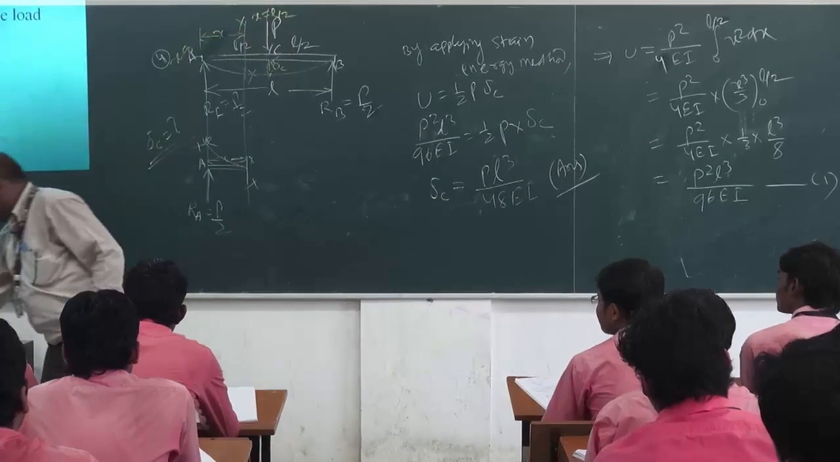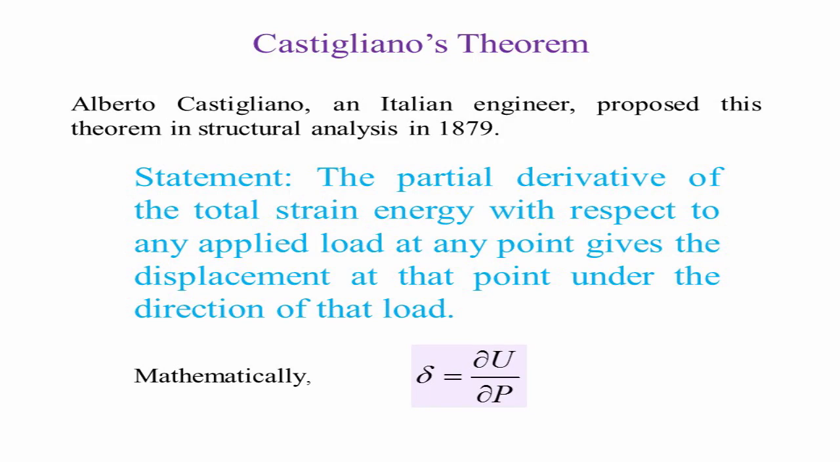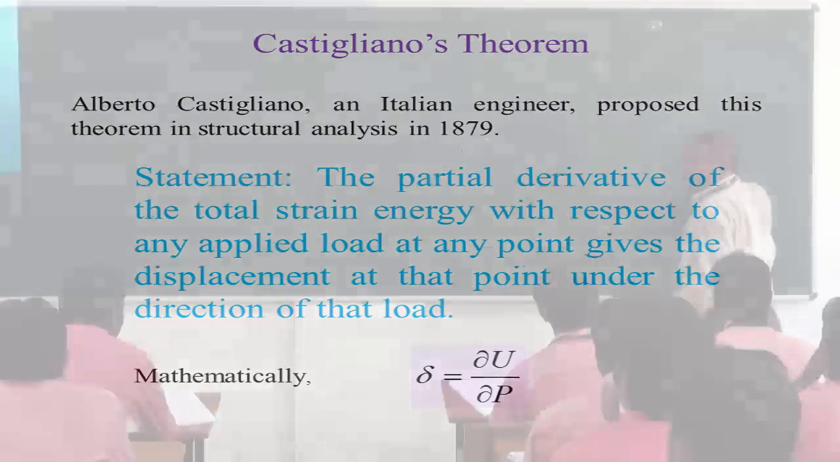And the second method is nothing but your Castigliano theorem. Remember that this method is a very important tool in your study of engineering. Its development is very new, in the 19th century. This theorem was developed by an Italian civil engineer, Alberto Castigliano, while studying structural analysis in the year 1879. So this is a recent development and a very efficient tool to find the deflection.